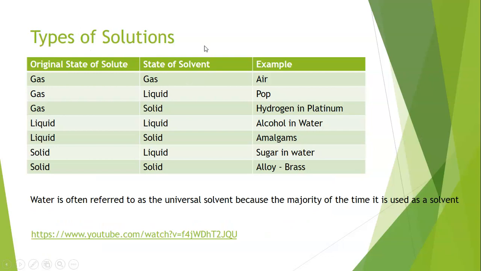Here's some different types of solutions. If you care to read through these, or you should read through these, have a look. I'm not going to go through all of them, but they're pretty straightforward. So, for example, gas and liquid, pop. You just pay attention to what the solute is here, and then what the solvents are, and then some examples in real life. If you look at things like alloys and amalgams, some cool things to look up. You can look online about them. They're pretty neat, actually.